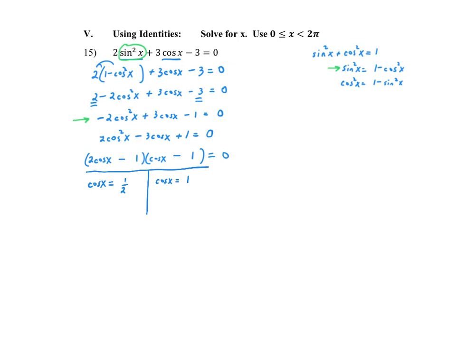So look at your unit circle to find the angles. The angles where cosine is 1/2 are pi over 3 or 5 pi over 3. The angle where the cosine value of 1 is x equals 0. People might also be tempted to include x equals 2 pi as a solution. However, it says in the directions to not include 2 pi, so don't include that one.